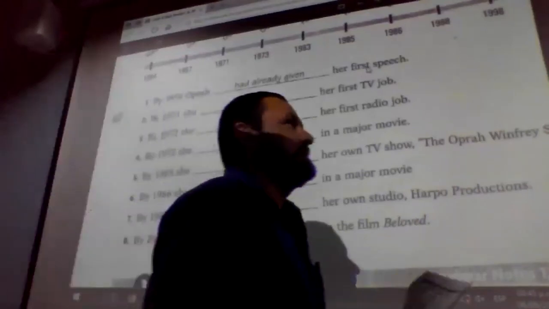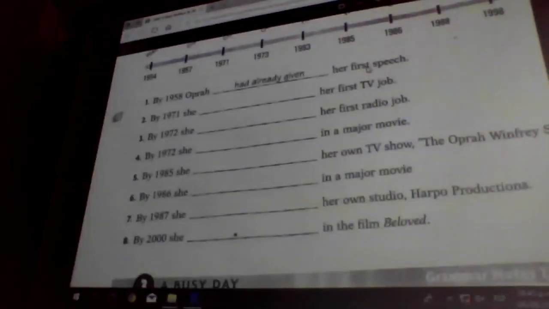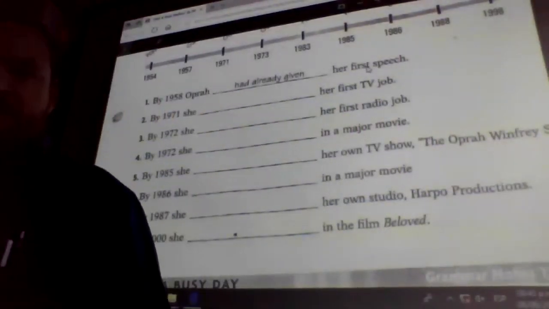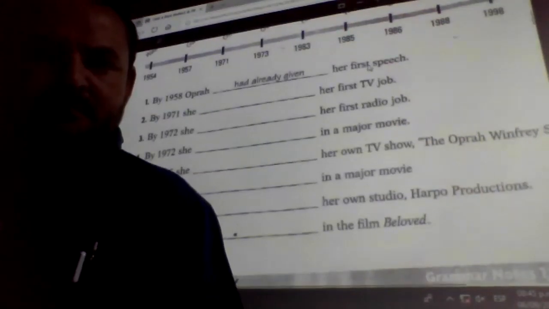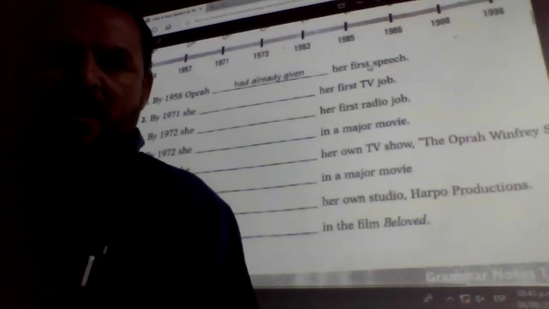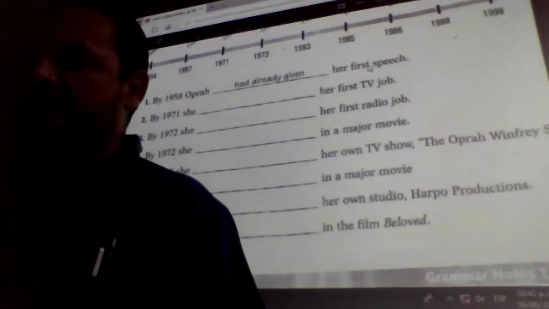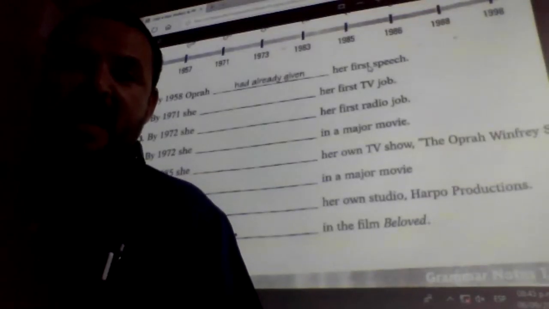Maybe if I turn these lights off, I don't know. Okay, Gabriel said had already started. By 2000, the film Beloved. Yes, and it says that it was 1998.